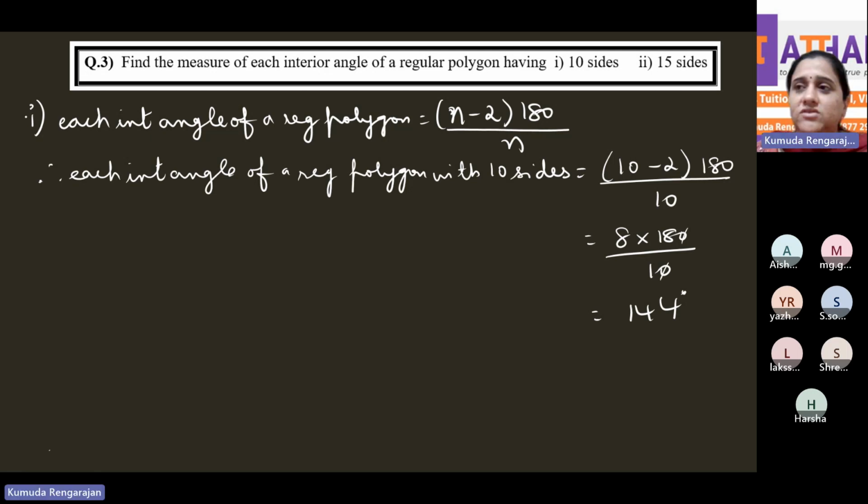And for the second one, I'll just do the correction of the first one itself. Okay, so the second one will be with 15 sides.